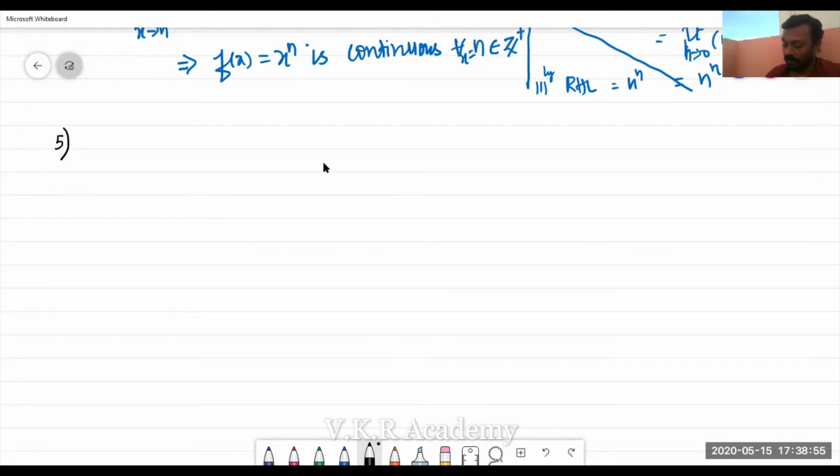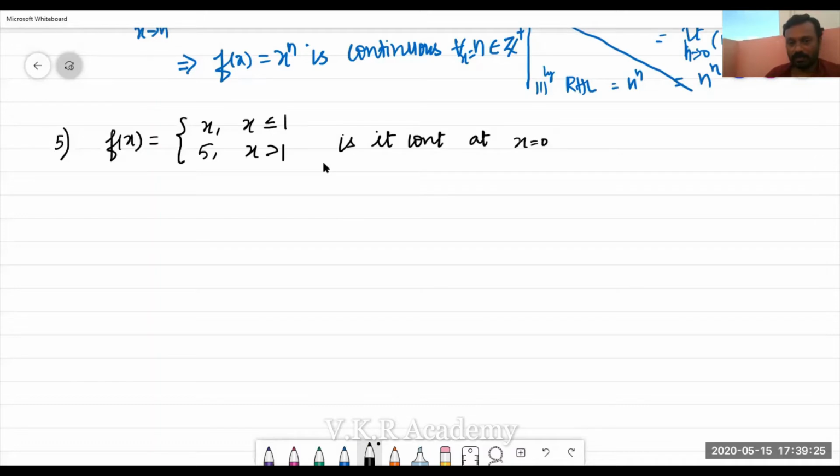We are given a function f of x is equal to x when x is less than or equal to 1, and 5 when x is greater than 1. The question is: is it continuous at x is equal to 0, x is equal to 1, and x is equal to 2?